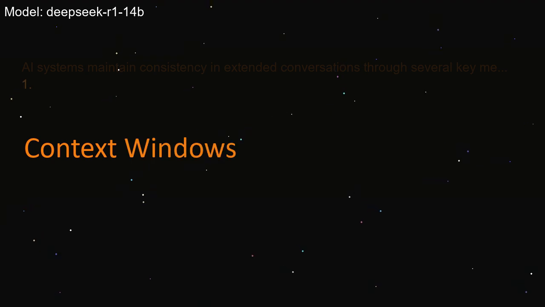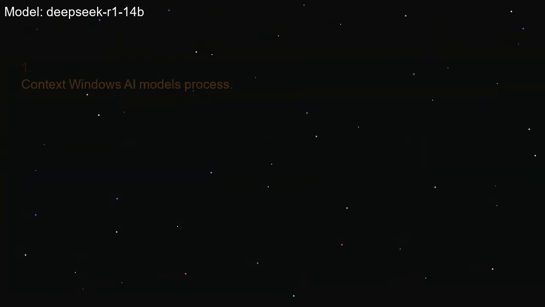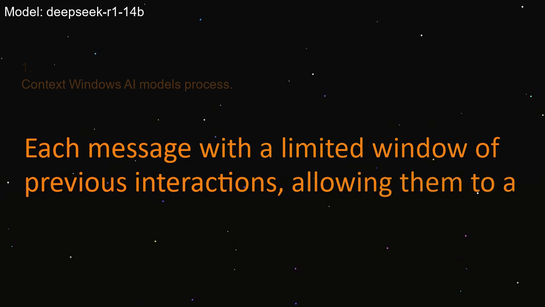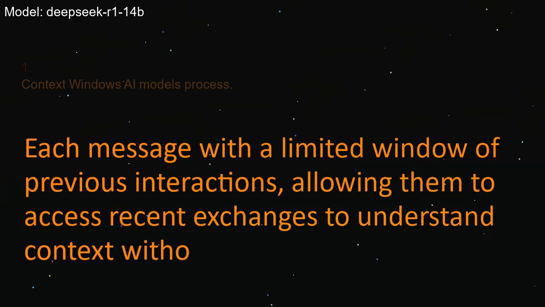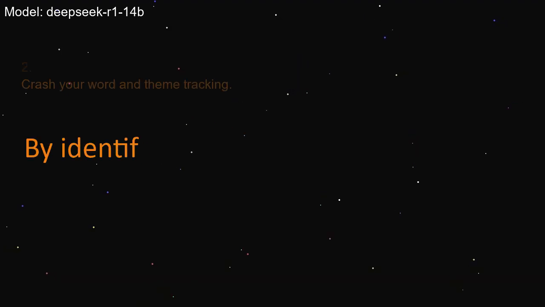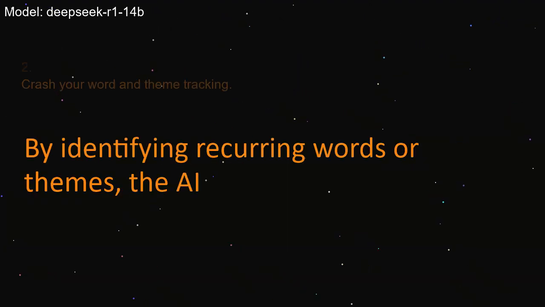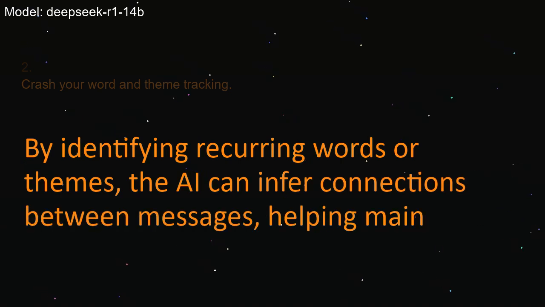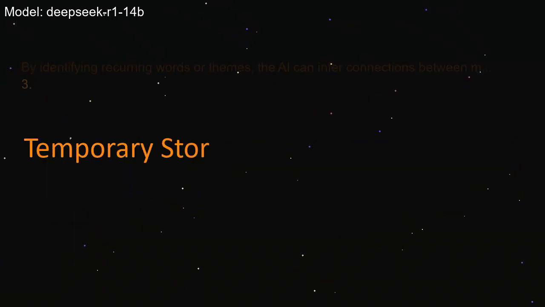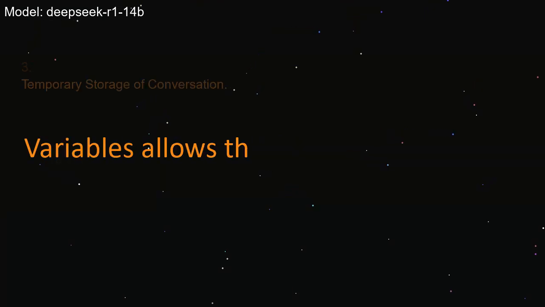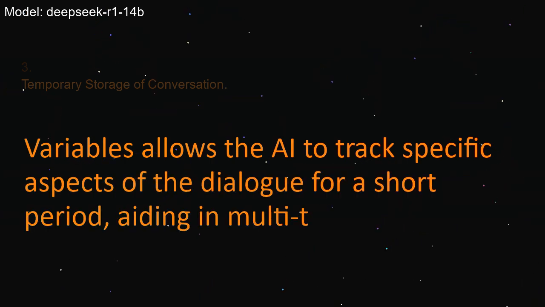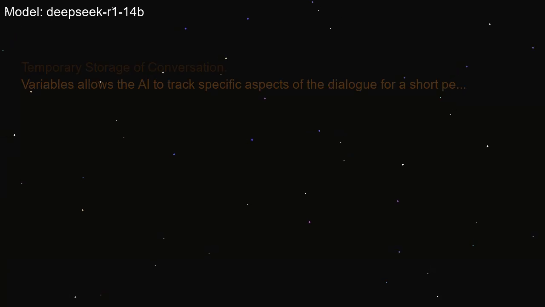1. Context windows. AI models process each message with a limited window of previous interactions, allowing them to access recent exchanges to understand context without retaining long-term memory. 2. Keyword and theme tracking. By identifying recurring words or themes, the AI can infer connections between messages, helping maintain coherence even when topics shift slightly. 3. Temporary storage of conversation variables allows the AI to track specific aspects of the dialogue for a short period, aiding in multi-turn interactions without relying on long-term memory.